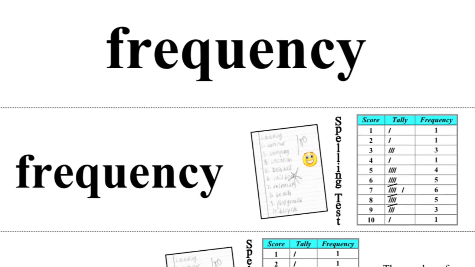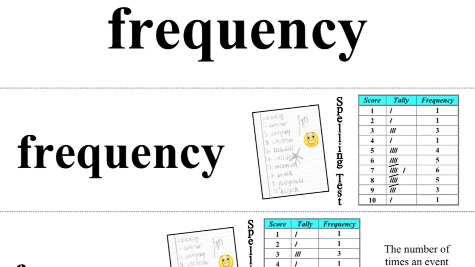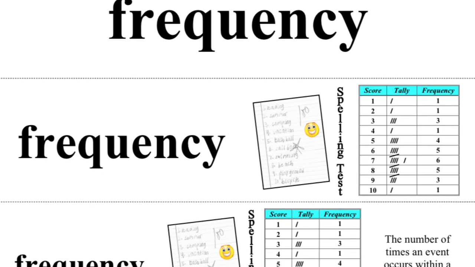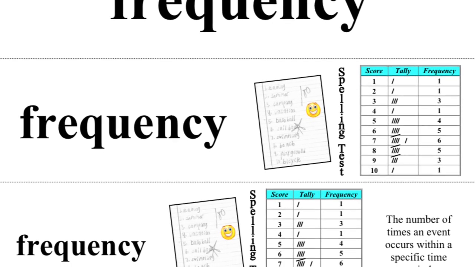Frequency is how often something is used in data collection. For example, if there was a class and 5 kids have a birthday in February, the frequency for February would be 5.